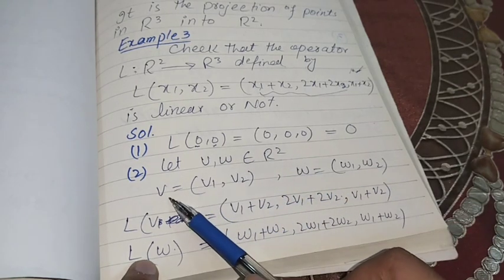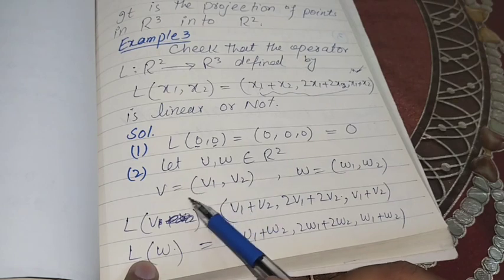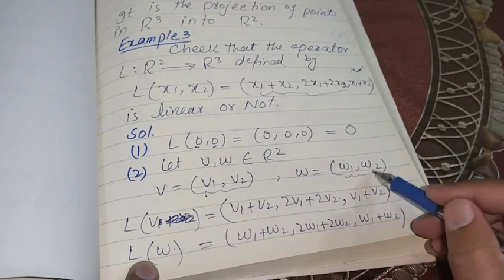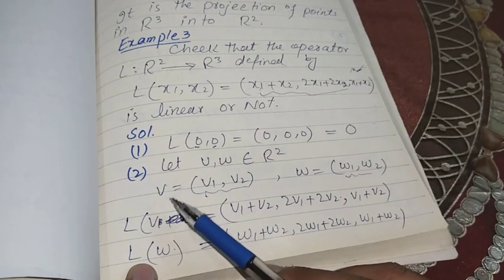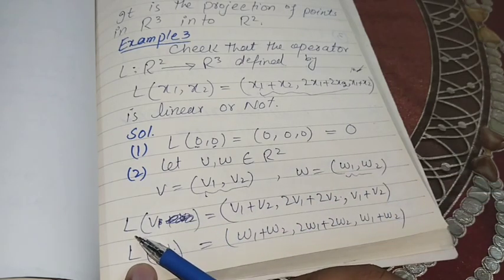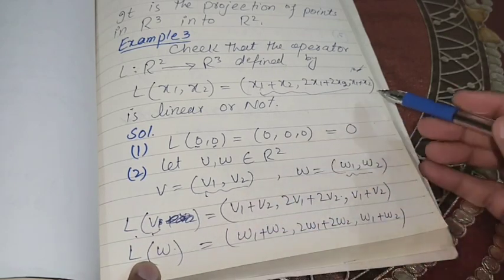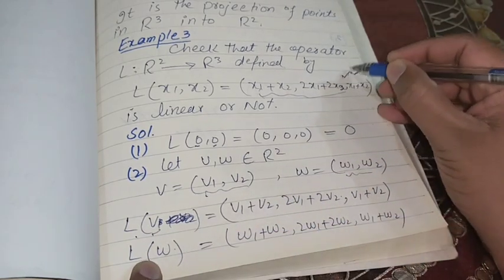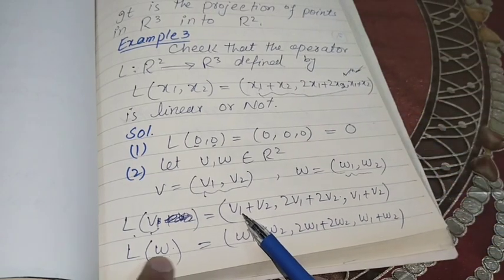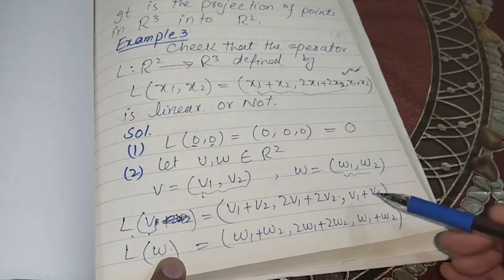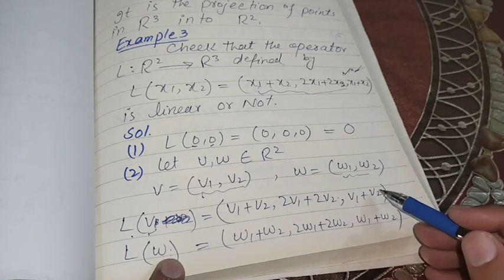So first we take the two vectors. The v vector has components v1 and v2, and the w vector has components w1 and w2. When we apply the linear operator to vector v, we obtain v1 plus v2, 2v1 plus 2v2, and the third element is v1 plus v2.